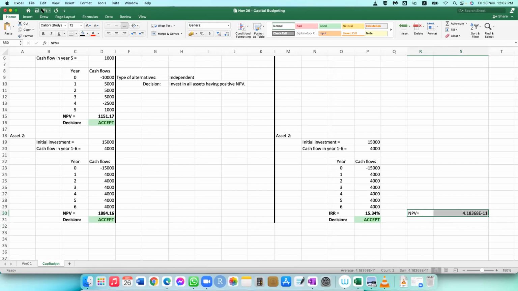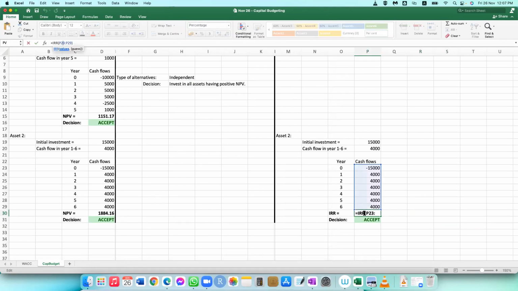Excuse me, sir. Yeah, please. Sir, can you show us the IRR formula again? Yeah, no problem. Can you see it here? Very simple. Just IRR, then select all the values starting from year 0 until the end. Got it? Okay, sir.